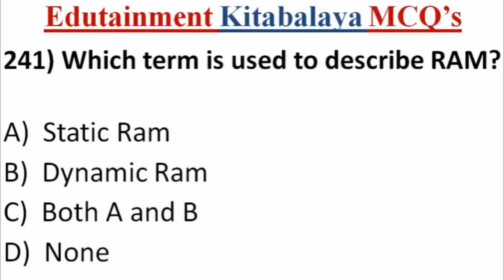Question number 241. Which term is used to describe RAM? A. Static RAM. B. Dynamic RAM. C. Both A and B. D. None. Correct answer is C. Both A and B.